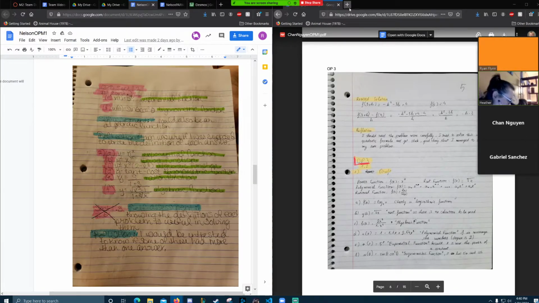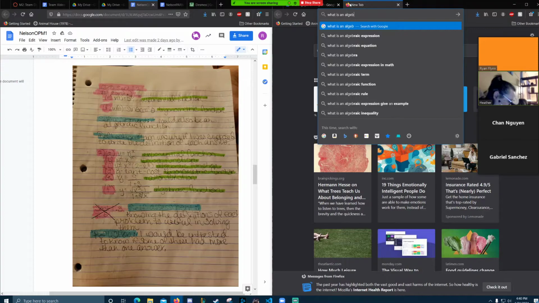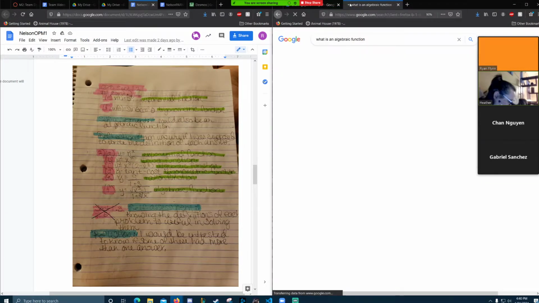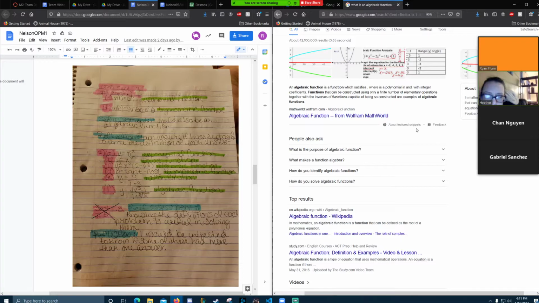As far as, let me see. An algebraic function is a function which satisfies a polynomial equation with integer coefficients, so it can only be a finite number of elementary operations. Yeah, it can be the root of a polynomial equation. For number 2, we also can't look up the answers here because there are no even numbers for that.